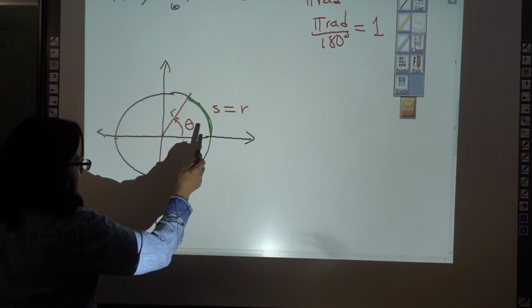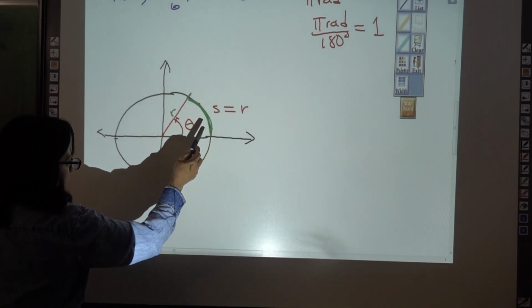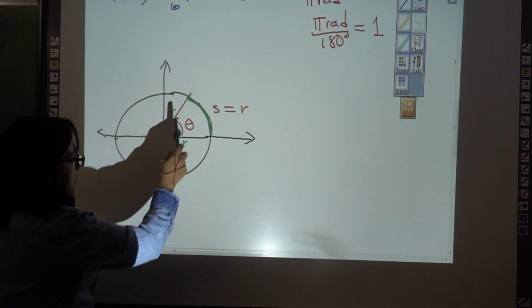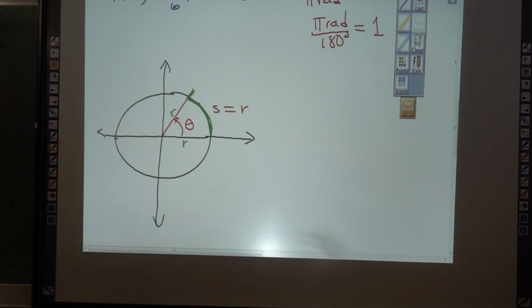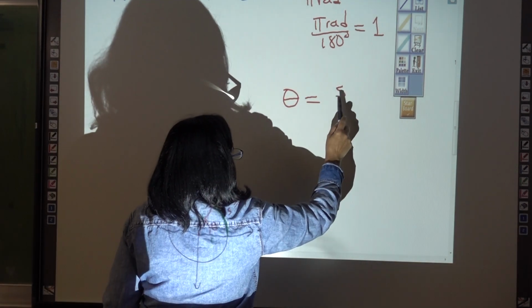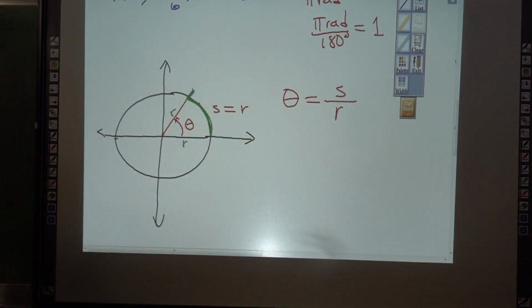So in this case, since these two are the same, we see right here, S divided by R is equal to 1, so it's 1 radian. When S and R are equal, then S divided by R is 1 radian. So the formula then is theta is going to be the measure of the arc over the measure of the radius. Don't forget, we're going to get the theta in radians.